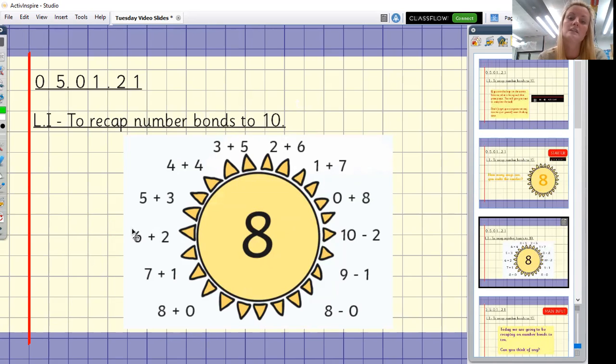And you might not have written it like me. So if you have written it in a list, you might be able to see some more patterns. So you might be able to see 0 plus 8, then underneath have your 1, and then underneath the 1 have your 2. So you can really start to see a pattern. So well done for getting your brains warmed up and ready for maths.